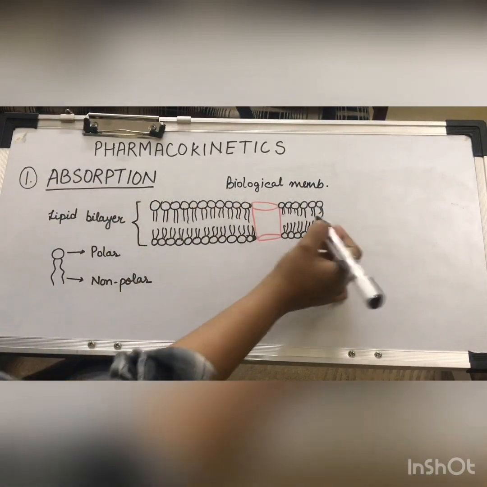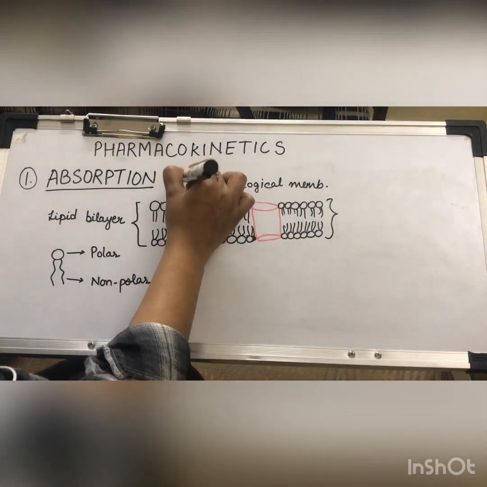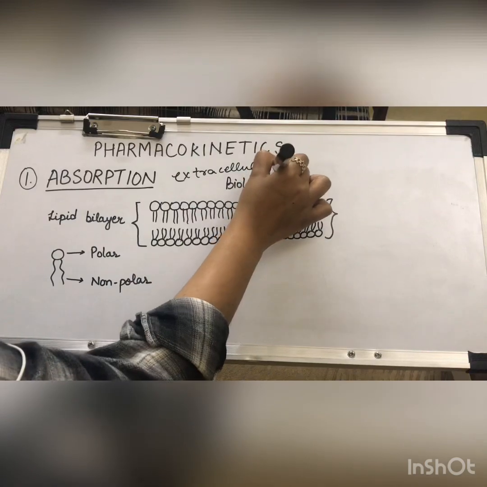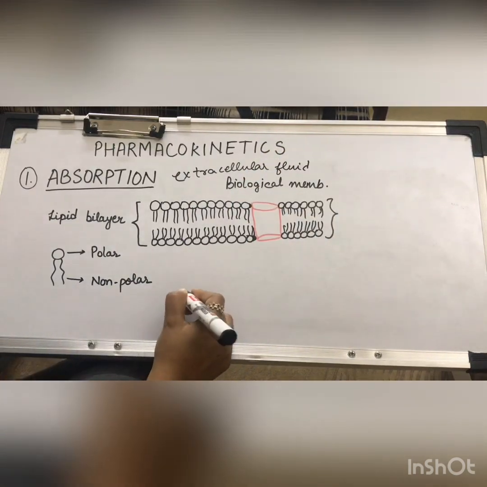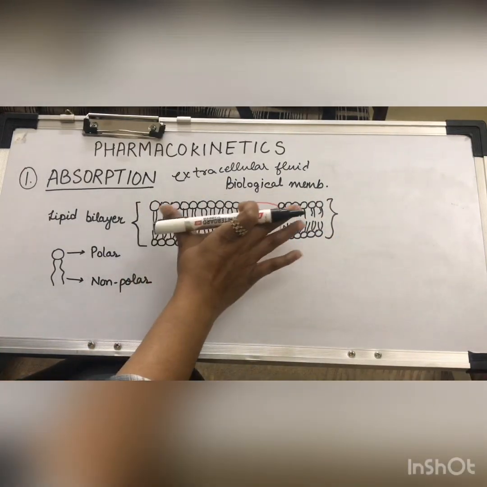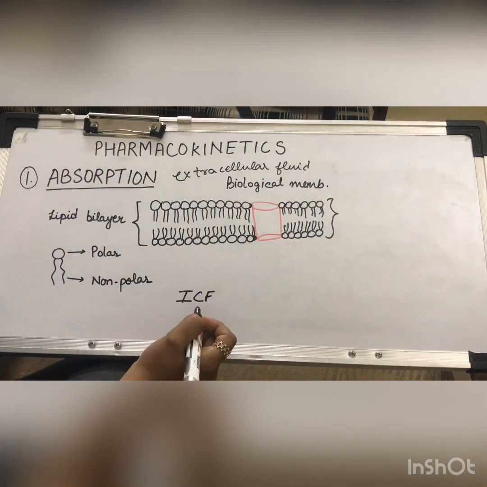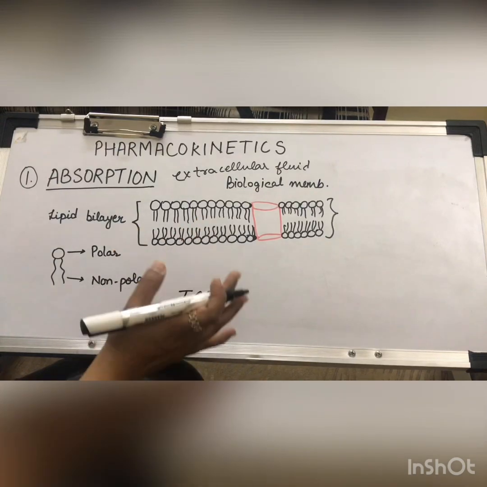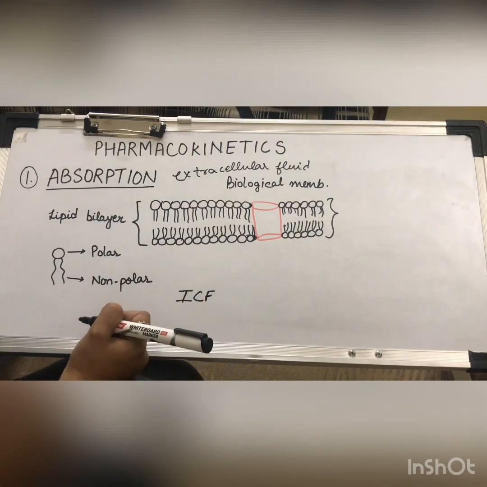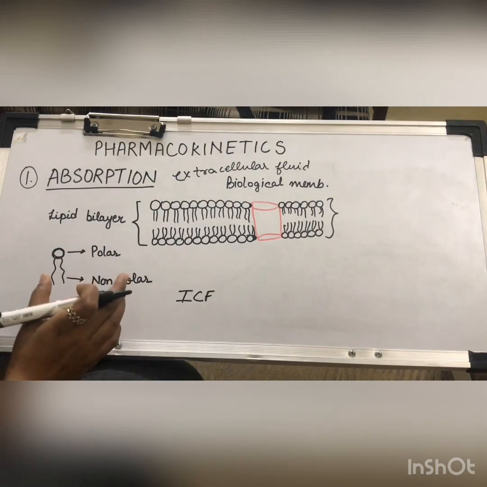For example, this is a lipid bilayer. Suppose this is the extracellular fluid, and this is the intracellular fluid, and this is the cell membrane. This is an enlarged part of a cell membrane. If we talk about this in detail, it is about 100 angstrom thick and it is a bilayer of phospholipids and cholesterol molecules.